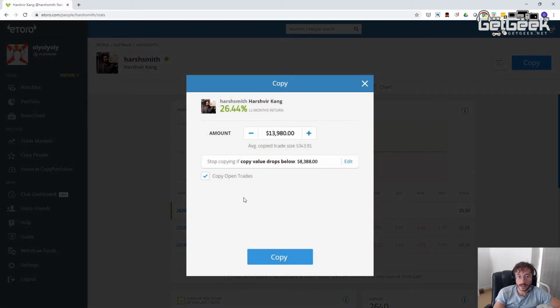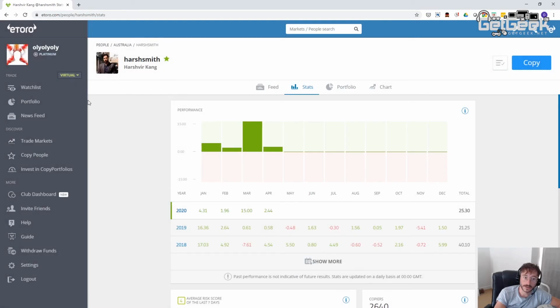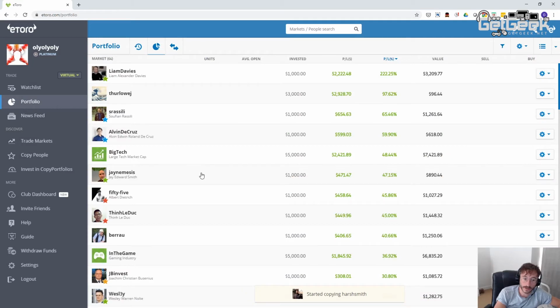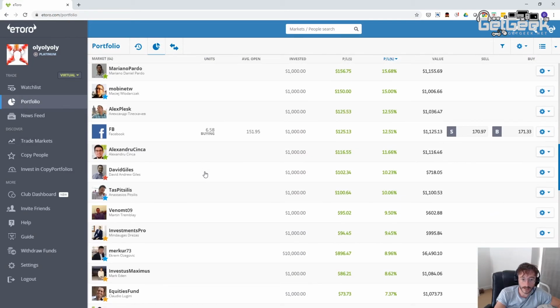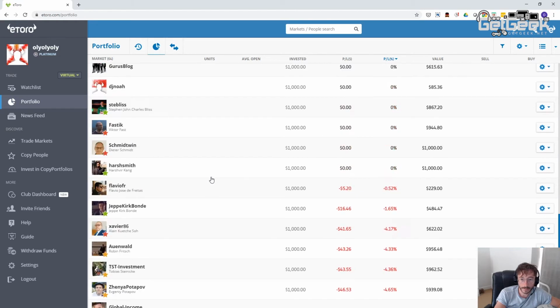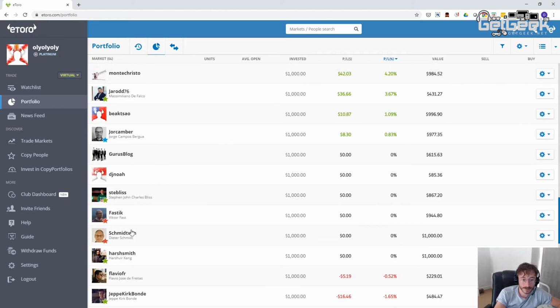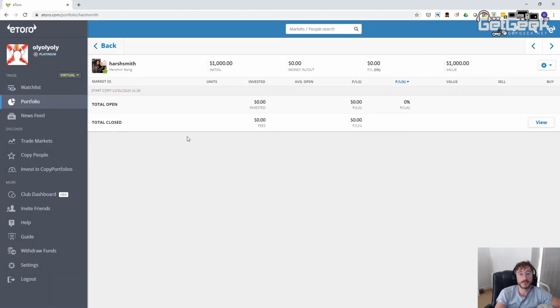If we go back to here, if we go copy here, and then we're going to say $1,000 here, we'll leave it at 60%. And for the sake of this, I am going to copy the open trades, because otherwise you'll just, actually let's do both. So if we open the copy trades here, then we now go into here, and where is he? Right, so there you go. You can see right now, because I've not copied the open trades, it's just an empty portfolio right there.